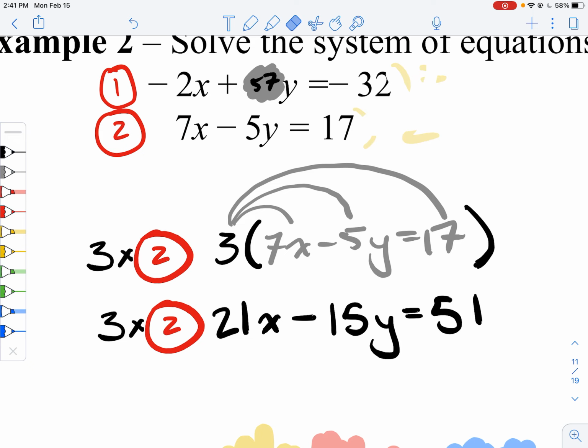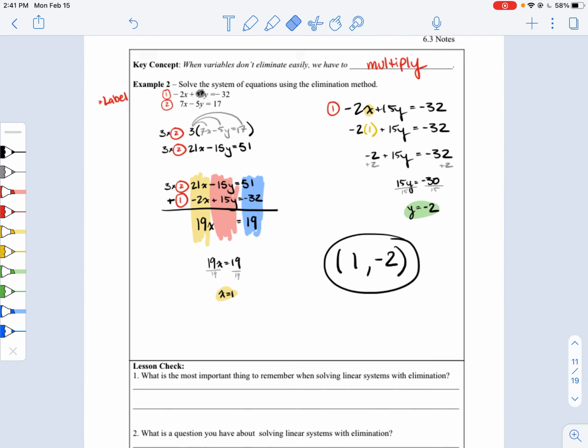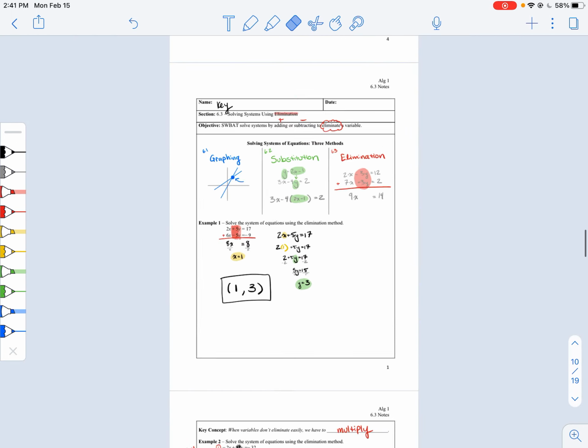So there's a bonus little help. You can multiply several times to get you where you want. That's it. Multiply to eliminate a variable.